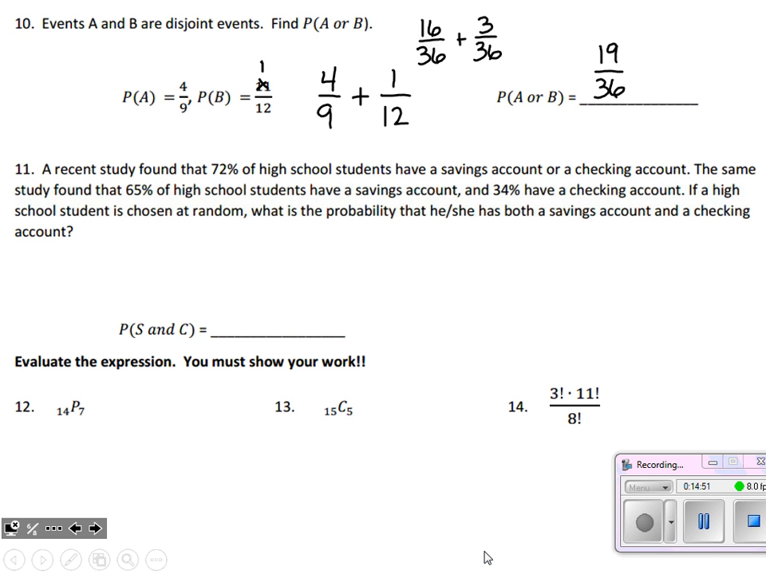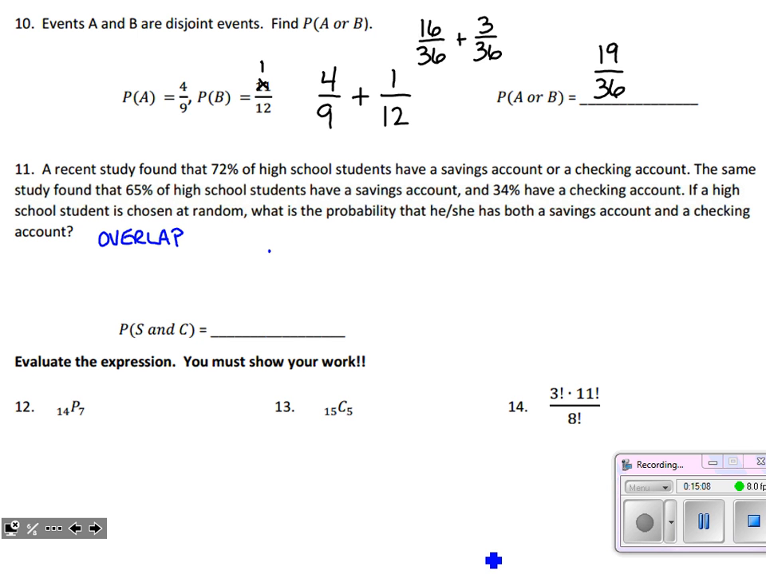So this is our overlapping situation again. We do have overlap to contend with, and actually that overlapping piece is what we're solving for. We're solving for the and. So let's have a look. 72% is our or case.